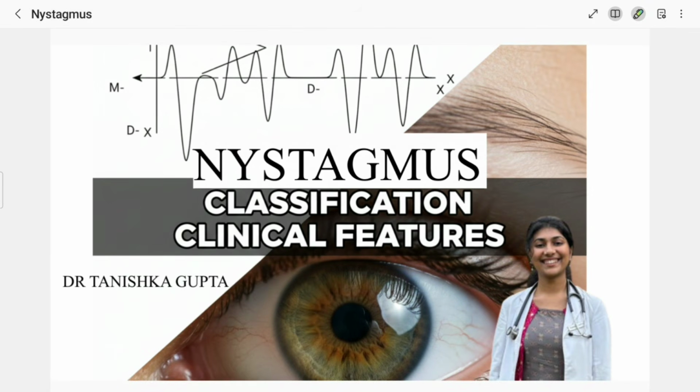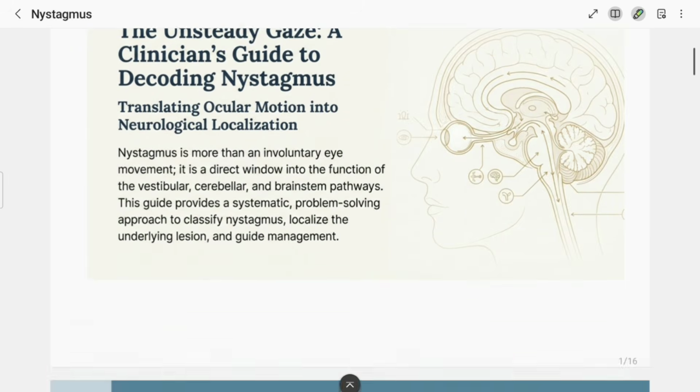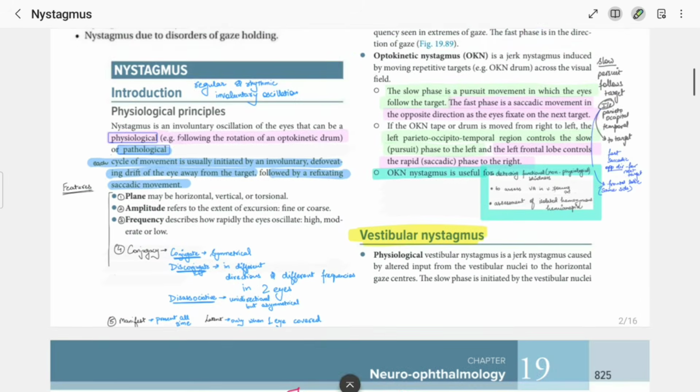So as discussed in the previous video, I'll be putting some academic ophthal content here. Today I have chosen the topic nystagmus. I feel this topic is a bit difficult to understand, the classification, the clinical features, and understanding the etiology of different types of nystagmus. So we'll start with the definition of nystagmus.